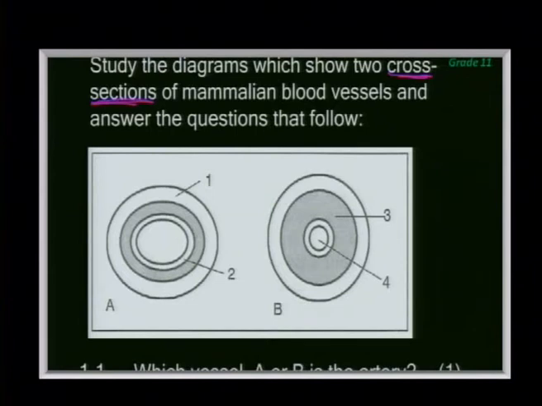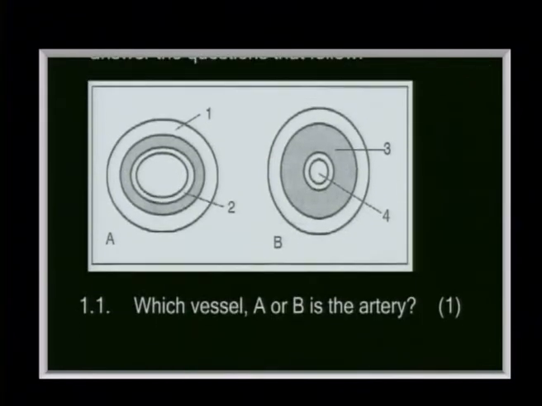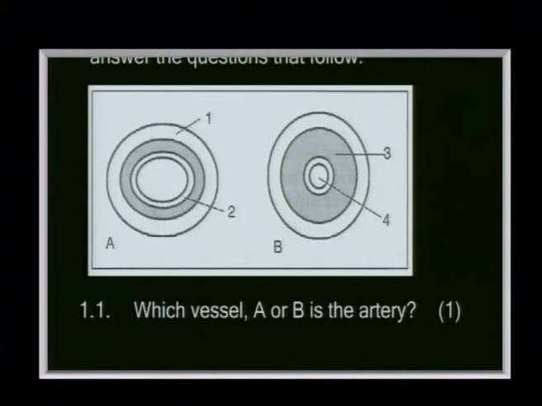Now, rule number 1, and I've said this 1,000 times, is whenever you get a diagram, the first thing you do is label. So we've got A and B. A has a large lumen, so look at that large lumen, so we know this is a vein. And this one's got a small one, so it is an artery. How do we know it's not a capillary? Because it has got more than one cell layer. Remember, capillary is one layer of endothelium.